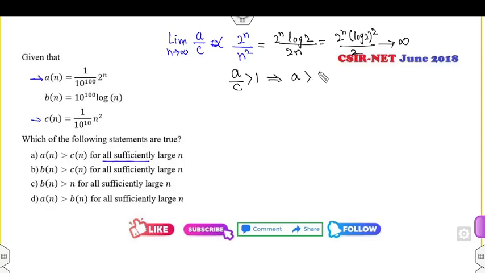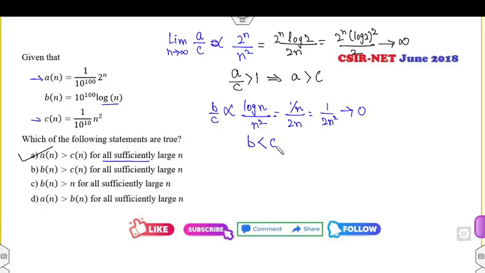That means a is increasing more than c. Similarly, you can check about b over c. What is b over c? B, that is the log of n over n square. Again, it's infinity by infinity form. 1 over 2n, that is 1 over 2n square. It goes to 0. That means the growth rate of b is less than c.